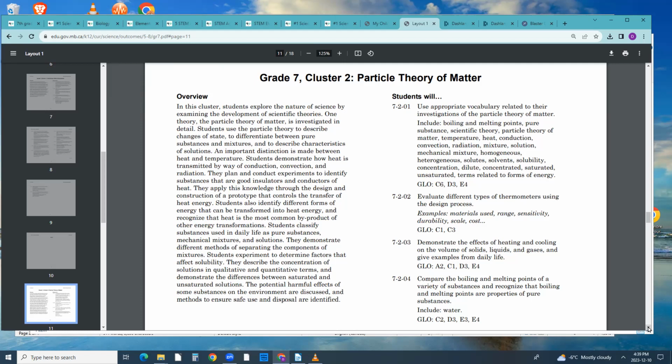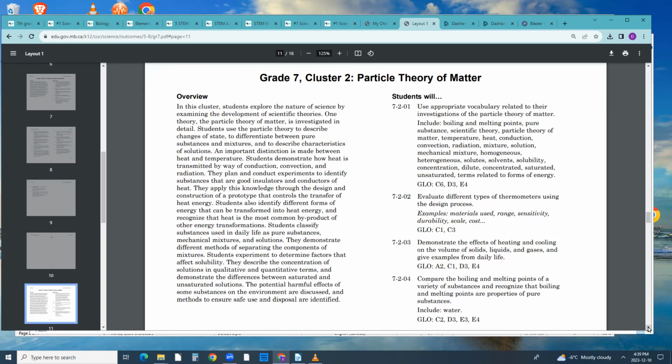Include boiling and melting points, pure substance, scientific theory, particle theory of matter, temperature, heat, conduction, convection, radiation, mixture, solution, mechanical mixture, homogeneous, heterogeneous, solutes, solvents, solubility, concentration, dilute, concentrated, saturated, unsaturated, terms related to forms of energy.